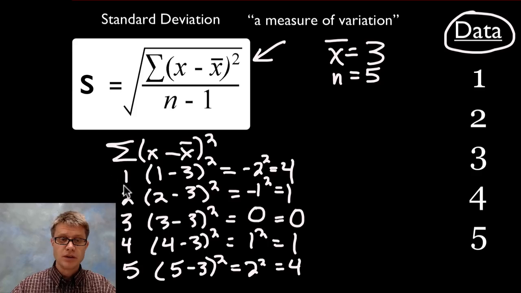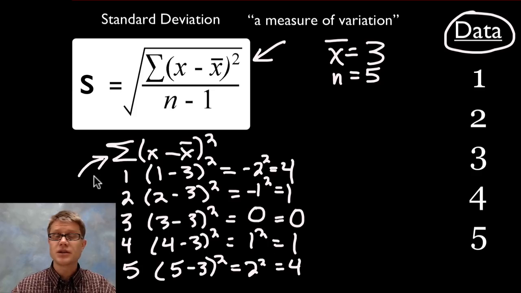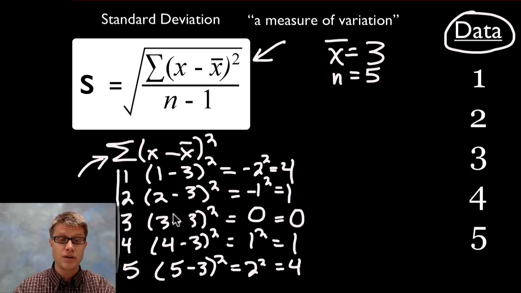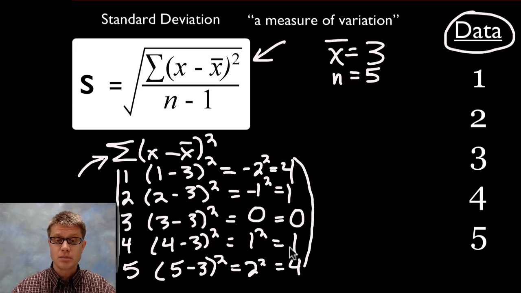And so if you ever see this summation sign, don't be scared by that. It's not scary at all. It just means you got to do a lot of work. So for each of these data points, 1 through 5, I had to calculate what was in there. And then I have to add it all up. So I have to add 4 plus 1 plus 1 plus 4, and if I add all those up, I get 10. And so what's going to be inside there? It's simply going to be 10.